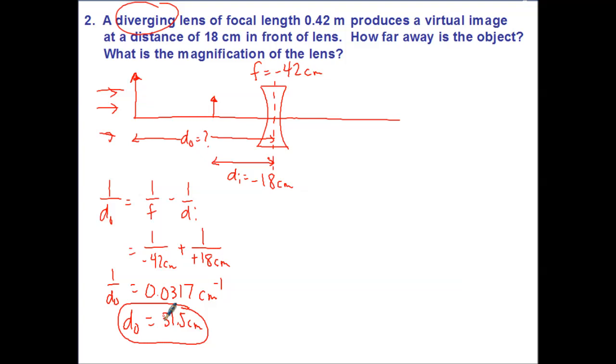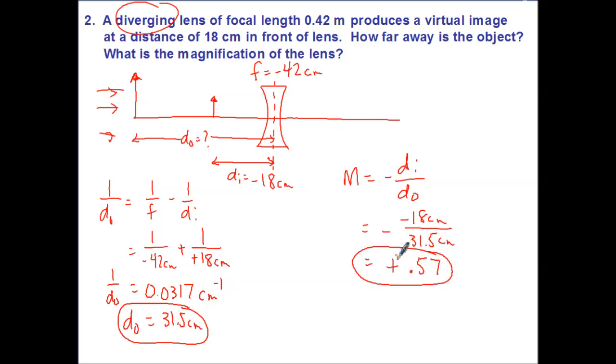What's the magnification? Well, magnification again is a negative di over do. So we have that negative there. Di is a negative 18 and do is a positive 31.5 centimeters. And so we should expect a positive value, which is what we have there. And divide that by 31.5, we see that the magnification is a positive 0.57. Okay, so that's example number 2.